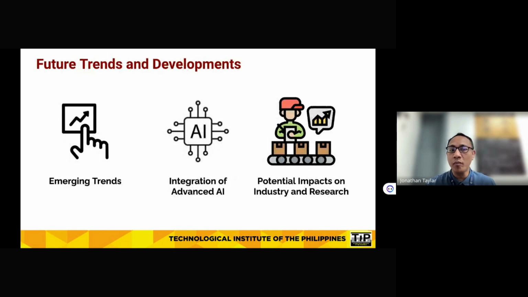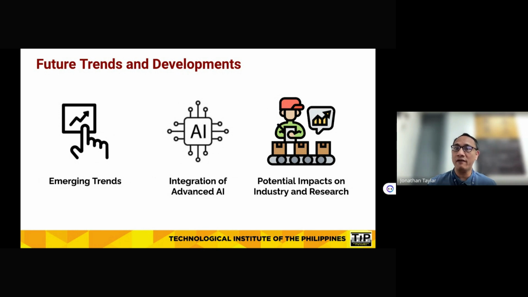Now, the field of AI is rapidly evolving, and several emerging trends and developments are shaping its future. I'm going to give you some examples of emerging trends in AI. Particularly, as we can see nowadays, AI-driven automation is revolutionizing industries by automating repetitive tasks, streamlining workflows, and optimizing processes.